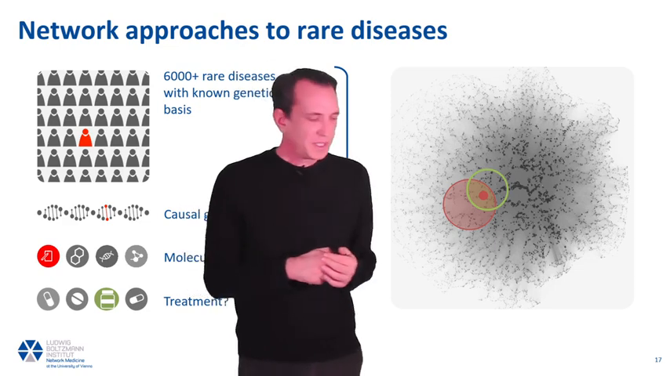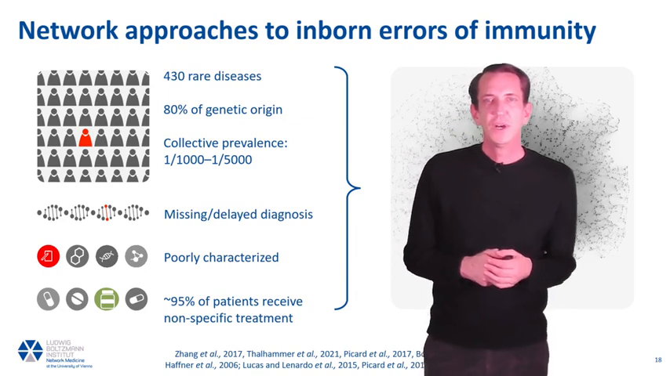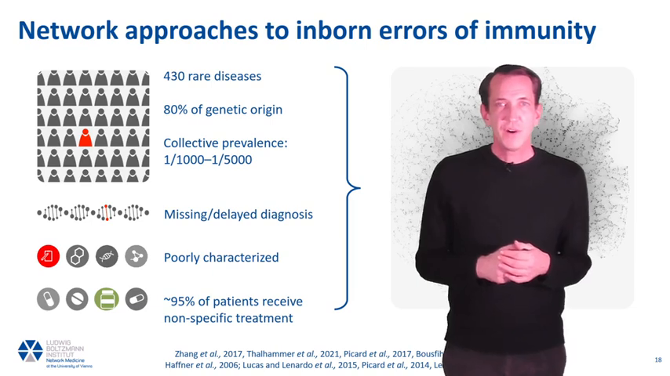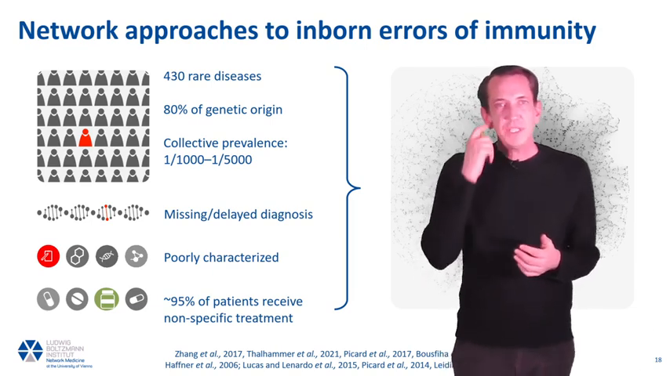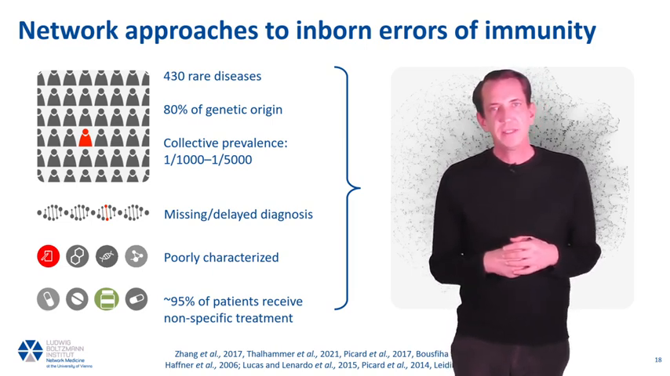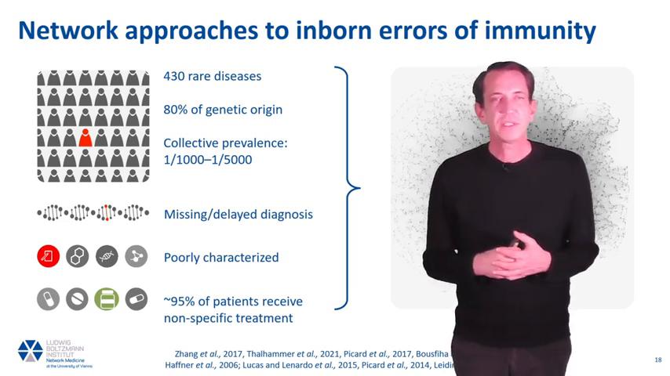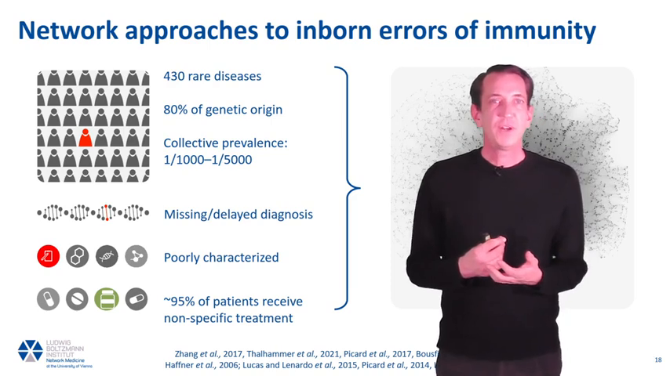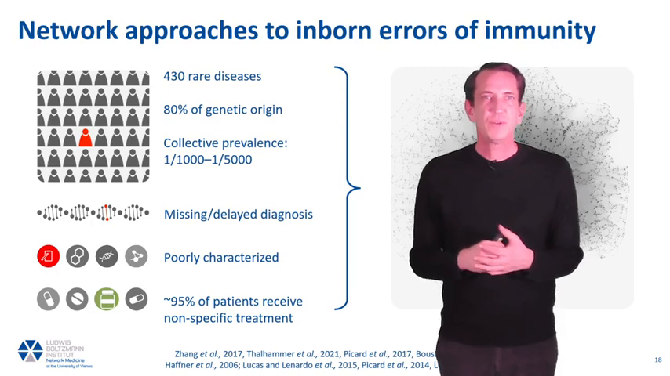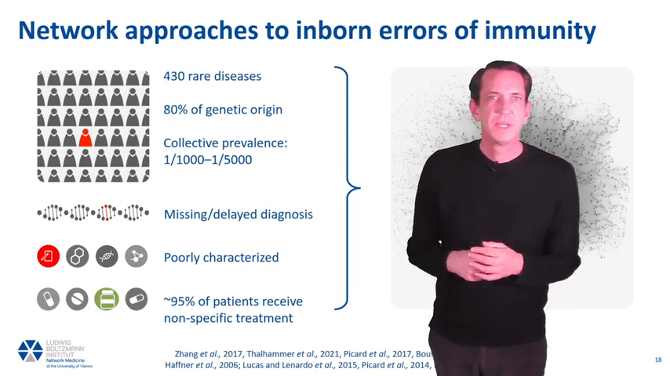And I would like to show you some more concrete examples of what that means in practice for one specific group of rare diseases, and these are rare inborn errors of immunity. To give you an overview, there are more than 400 rare diseases where the immune system is very strongly affected. 80% of them have a known and well-described genetic basis, and collective prevalence would be between 1 in 1,000 and 1 in 5,000. Numbers are a bit unclear.